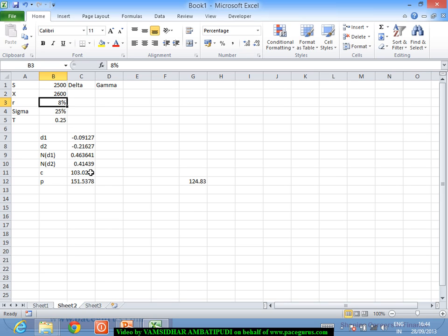But now, let's say the strike price becomes 26. The call option becomes 103, the put option becomes 151. So the call is coming down, the put is going up. What we are now interested in, as part of understanding the Greeks, is how sensitive our option price is with respect to underlying price changes, whether it is a call or a put.